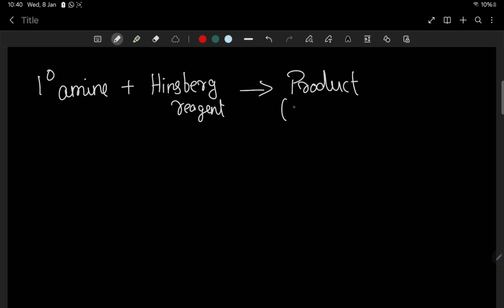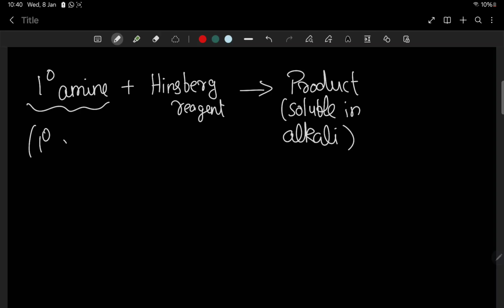Take that product and pour alkali into it. If it is soluble in alkali, understand that the amine we took was a primary amine. It's a confirmatory test for primary amine.